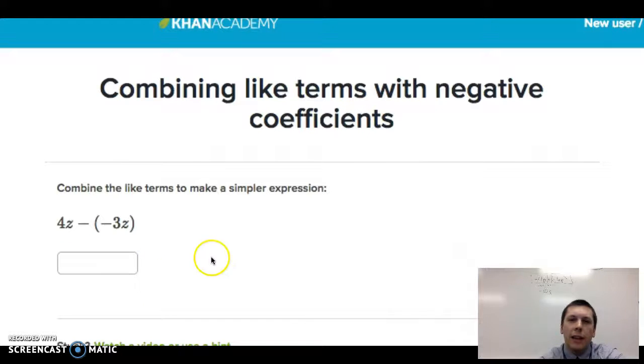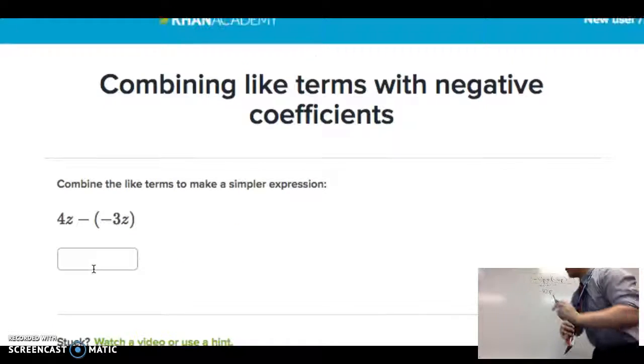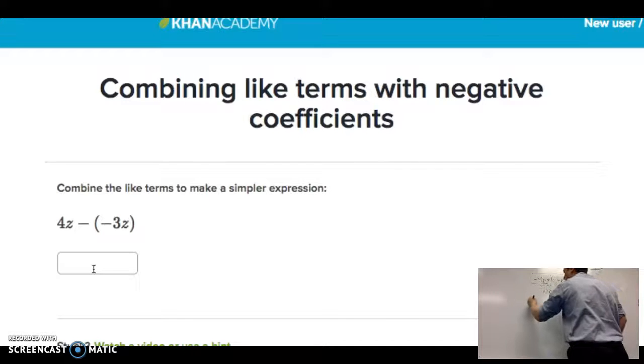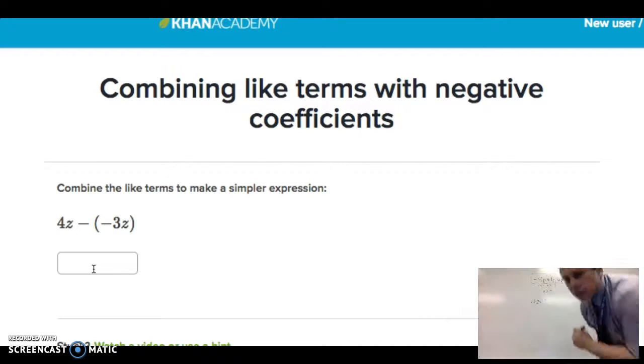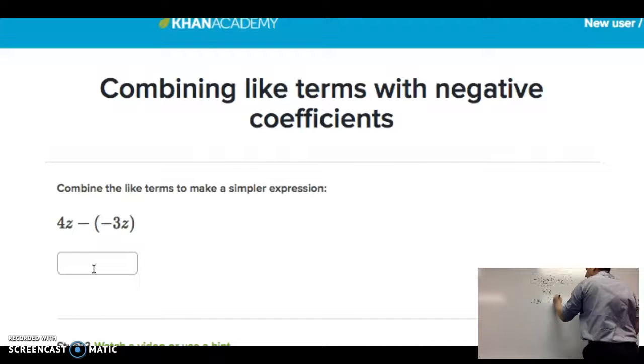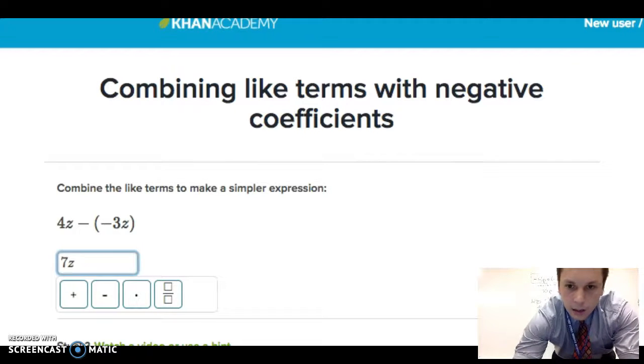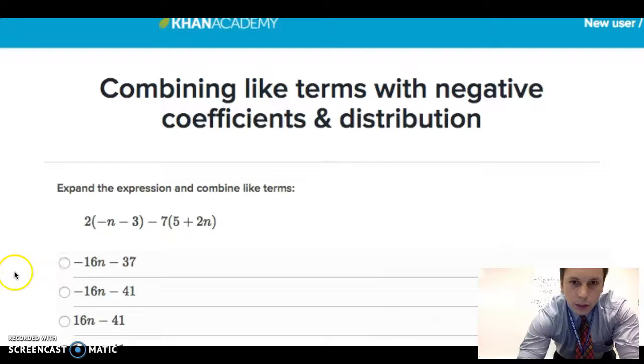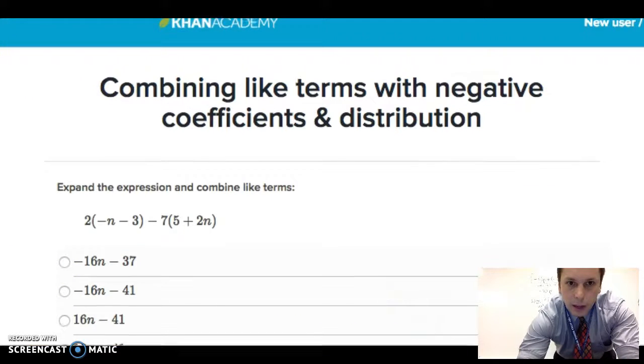Great. All right, combine like terms to make an even simpler expression. We'll do 4z minus negative 3z. So subtracting a negative is the same thing as adding a positive. So 4z plus positive 3z. 4 plus 3 is equal to 7. So 4z plus 3z is 7z. All right, let's look at some harder examples now. Let's just double check that. 7z. All right. So now if we start distributing stuff, let me move the camera down a little bit.